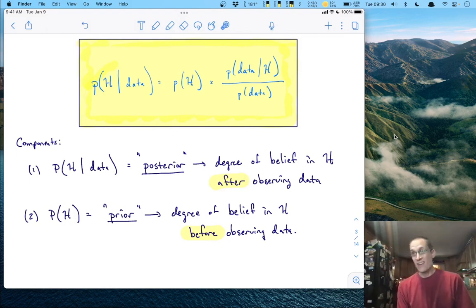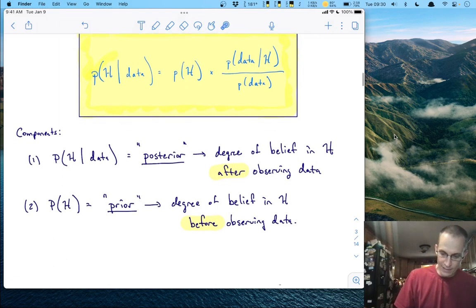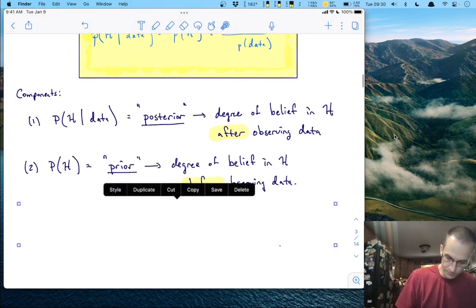Now, one of the neat things about Bayesian statistics is it's all based on this formula, which basically says my degree of belief after seeing data is equal to the degree of belief before seeing data times something, times an updating factor. So what exactly is that updating factor? Well, let's look at those two components.